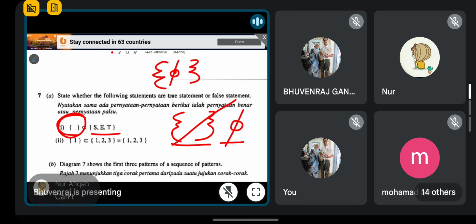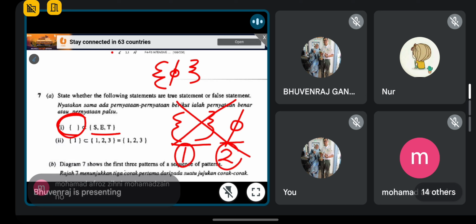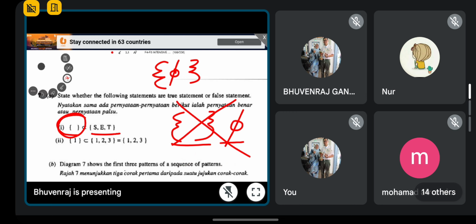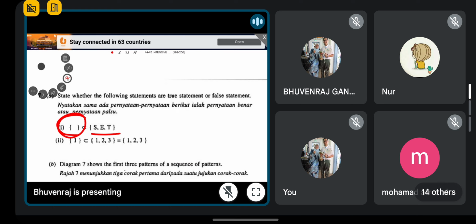Cannot. Jangan combine dua-dua ni. Kamu tulis yang pertama ataupun kedua saja. Just write the first or second, but don't combine it, because it brings a different meaning already. Bawa maksud berbeza. Okay, so this one is a tip for you. And then the second one is actually false.